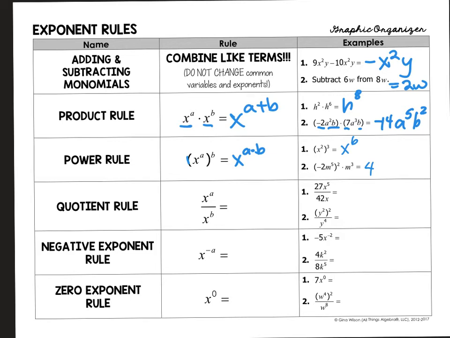And then for m to the fifth, times 2 becomes m to the 10th, and then times m to the third. And this is like a separate part of the problem because it's separated out. It's not within the parentheses.